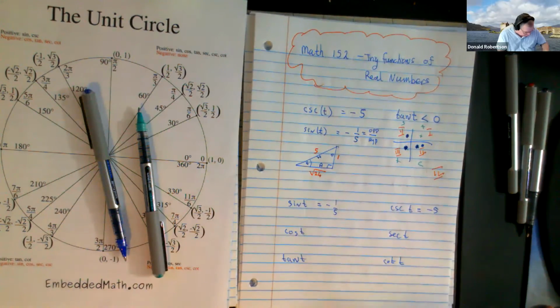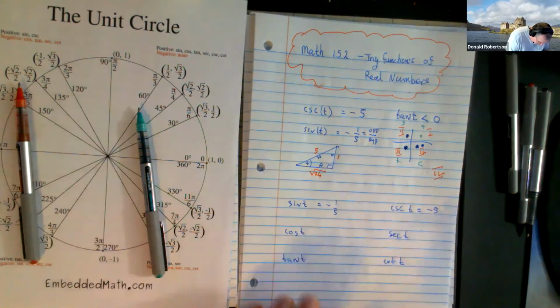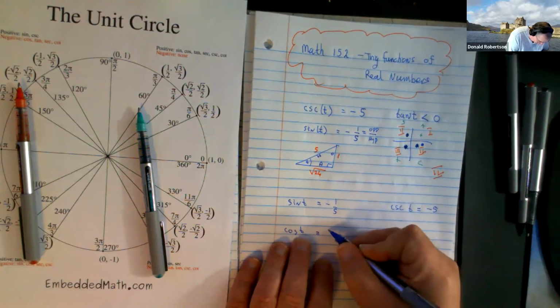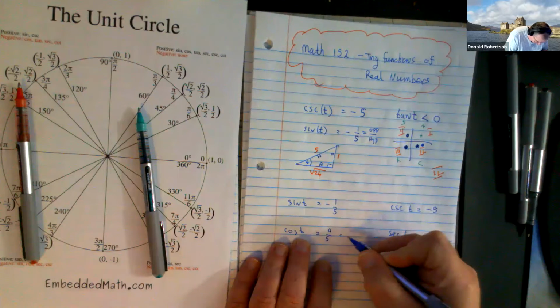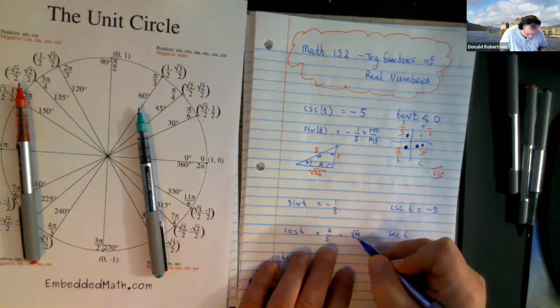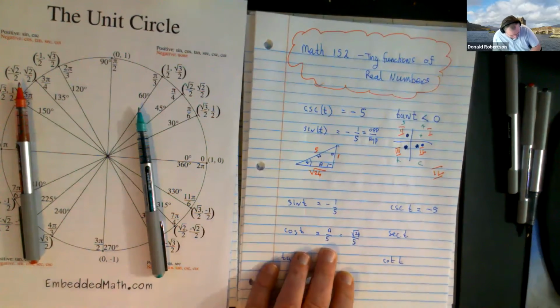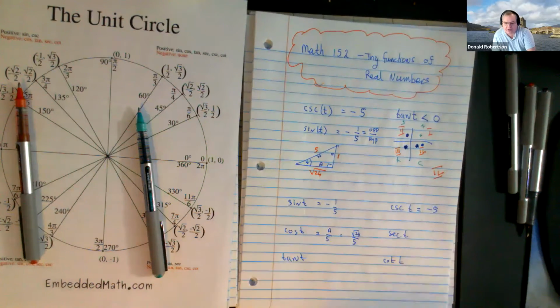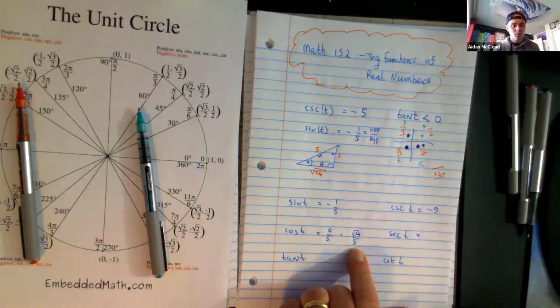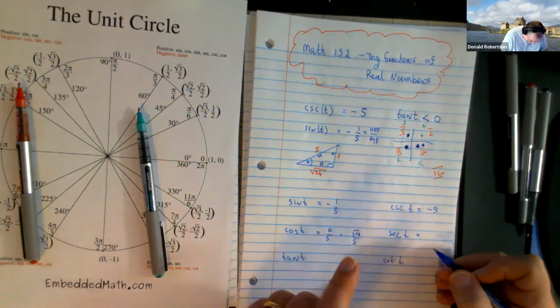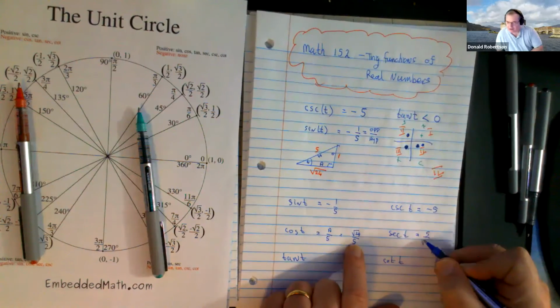So SOHCAHTOA is going to do everything for us now. The cosine is the adjacent over the hypotenuse. And the adjacent is square root of 24, and the hypotenuse is 5. Now, in the 4th quadrant, is the cosine positive or negative? 4th quadrant, positive or negative cosines? Positive. Okay, so that's positive, leave it alone. Turn it upside down. There's your other guy, right?